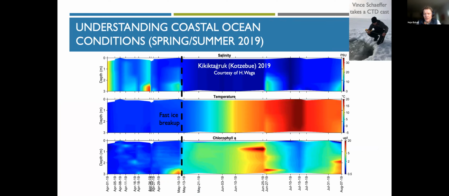Here's a time series for 2019 that Hisatomo Waga helped compile. I think he's in the Zoom meeting here as well. He can probably talk more about it, but I just wanted to highlight that in addition to under ice salinity, these are measurements directly underneath the landfast ice cover in Kotzebue Sound over the course of the spring-summer transition 2019. You see an increase in water temperatures here after fast ice breakup.